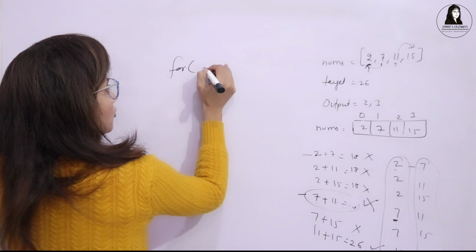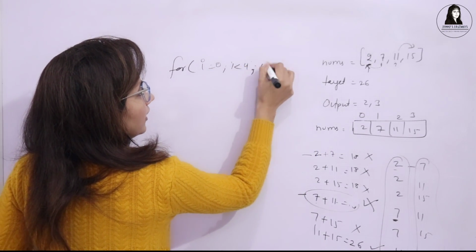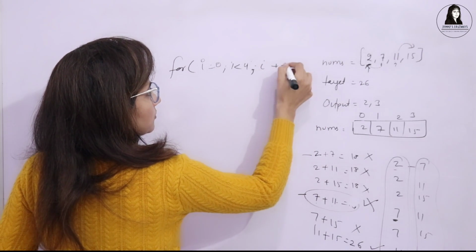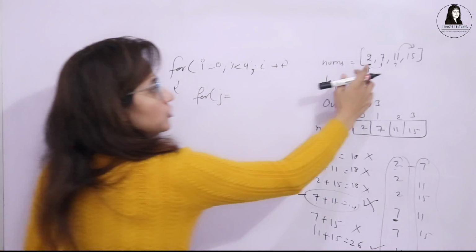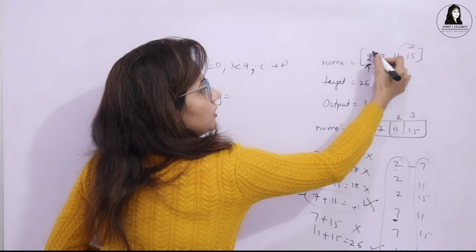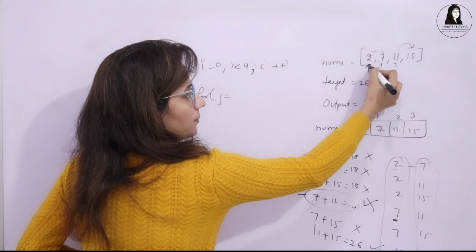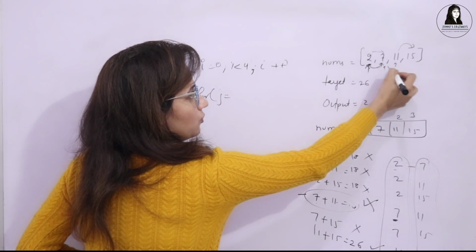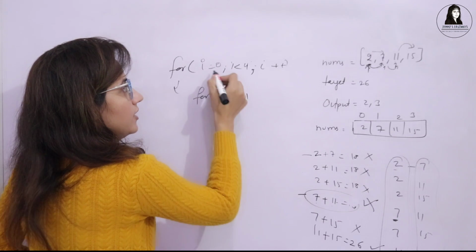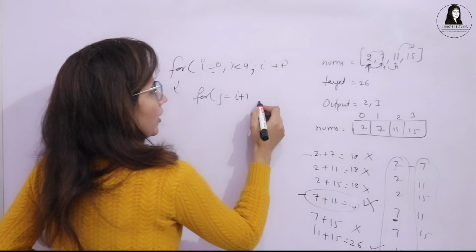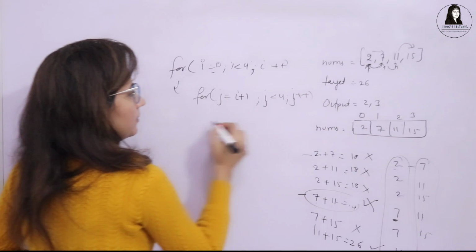So one loop, suppose we are taking i is equal to 0, i less than 4, because the size of the array is 4, and i plus plus, right? And then we can take the next loop, that is j is equal to, j should start from the next element, because we want to pair. If we take 2, then pair with the next element. If we take 7, then pair with the next element. So j should start from i plus 1. i is 0, j would start from 1, right? So j less than the same 4 and j plus plus.